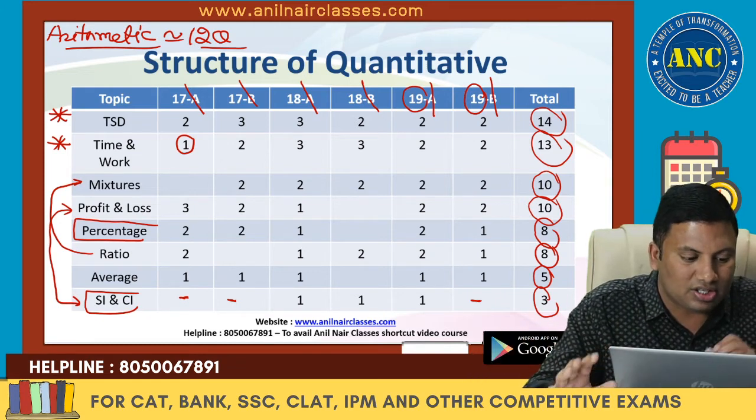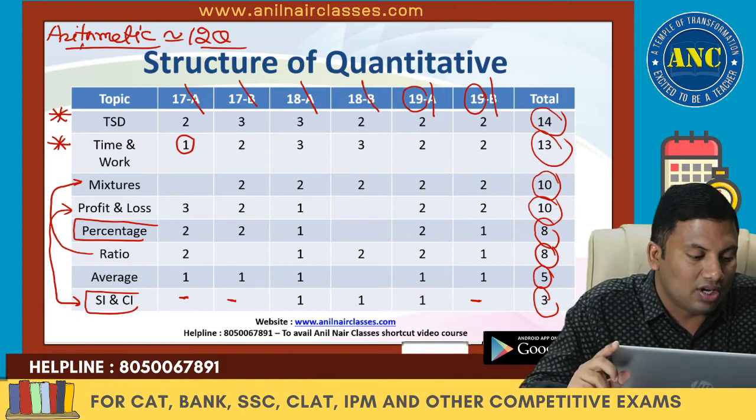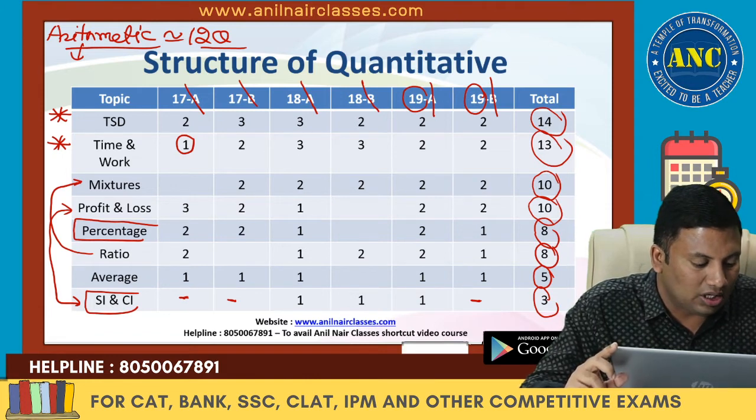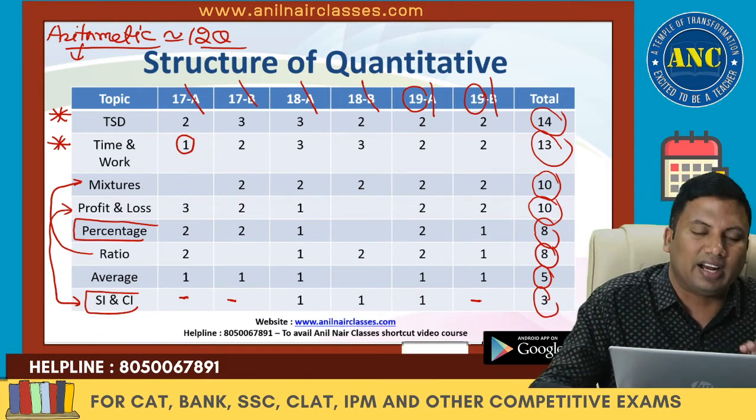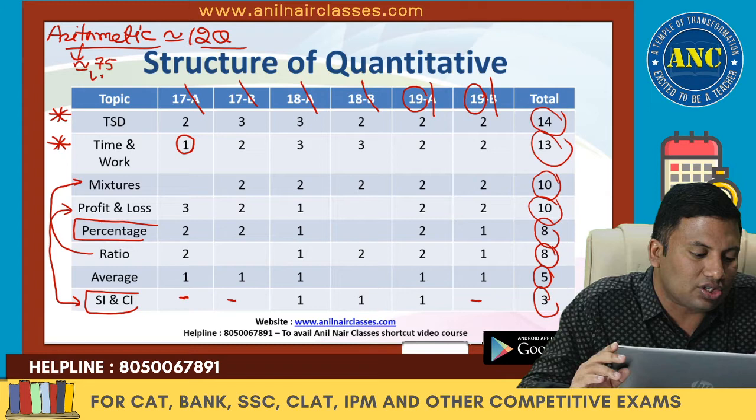Time, speed and distance, you should not skip. As I told in the previous strategy videos, on an average you should solve a minimum number of questions per topic. Suppose, for example, there are 9 topics. Per topic, a minimum of 75 unique questions you should solve.